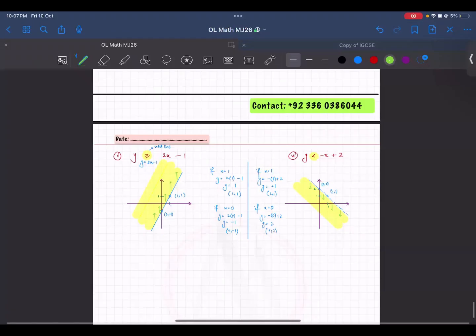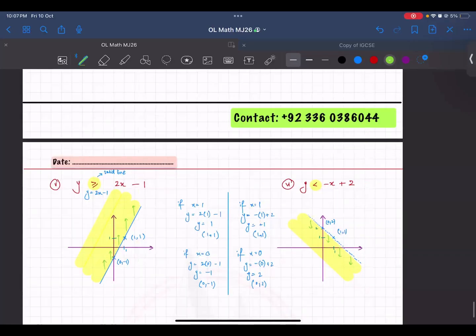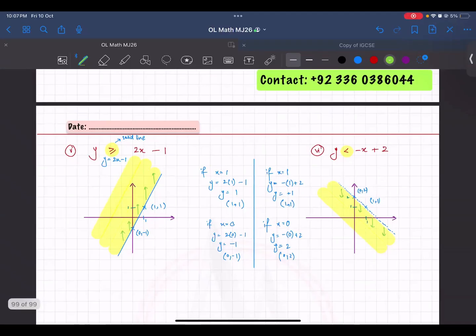Everything in this topic will revolve around this. Everything. Shading the relevant part according to the inequality that they have given you. And what can they give you further? Either sometimes they will give you the equations and you will do the sketch. And sometimes they will give you the shaded part, and they will ask you for the equations that satisfy the shaded part. So both ways.